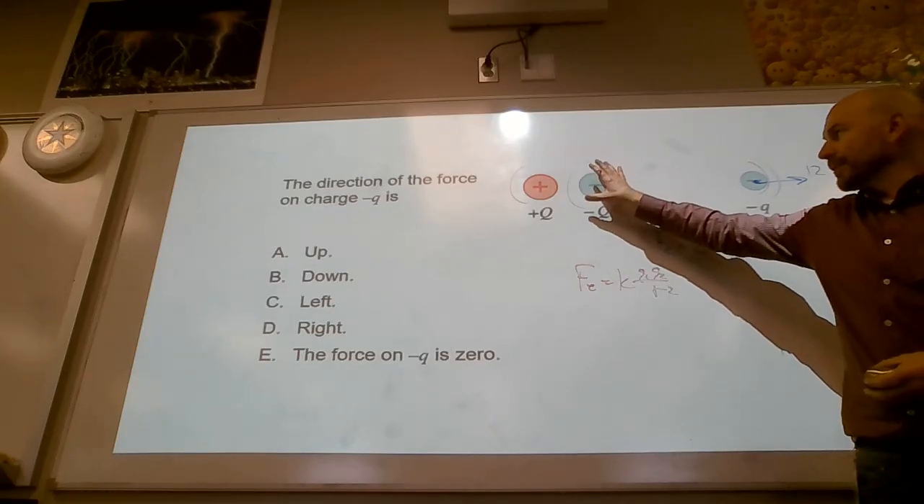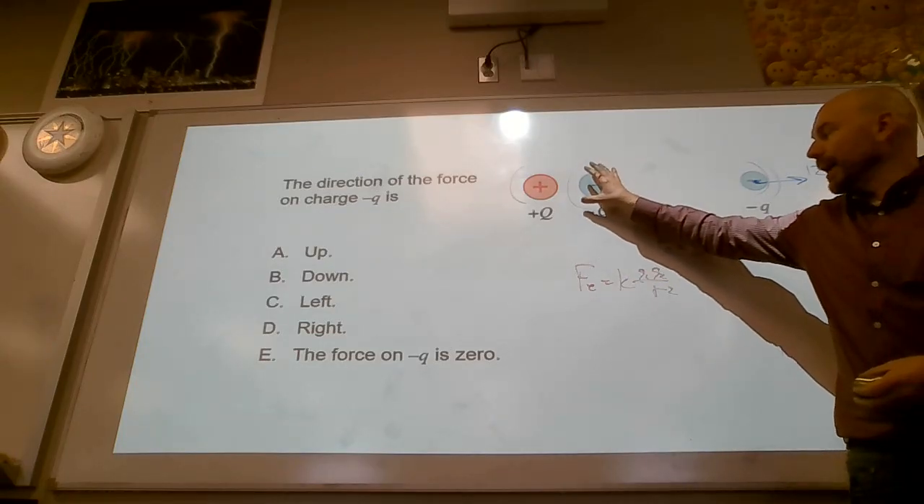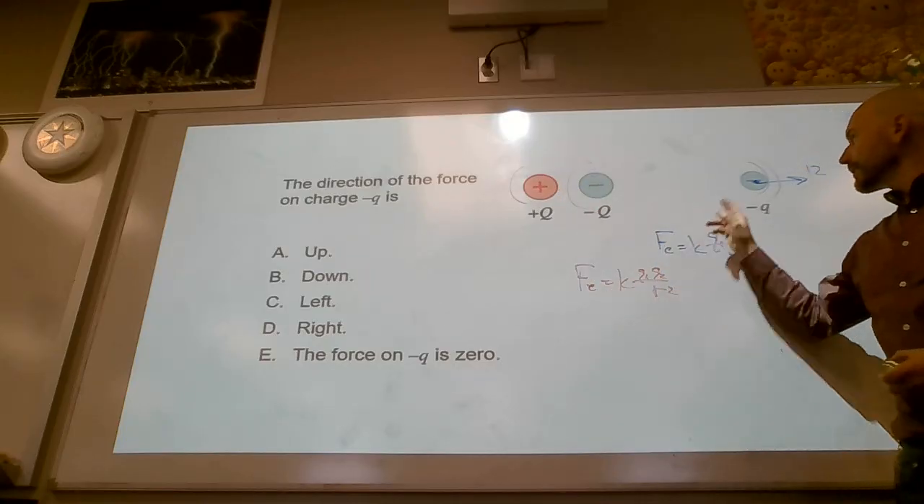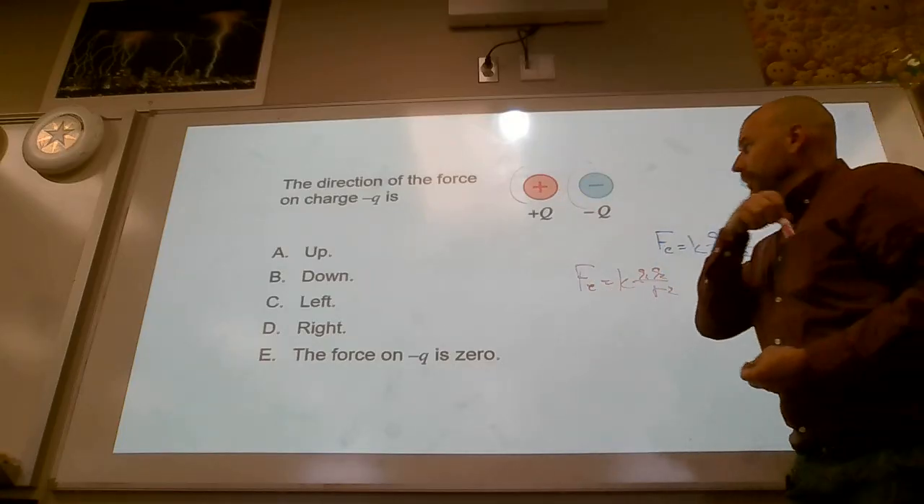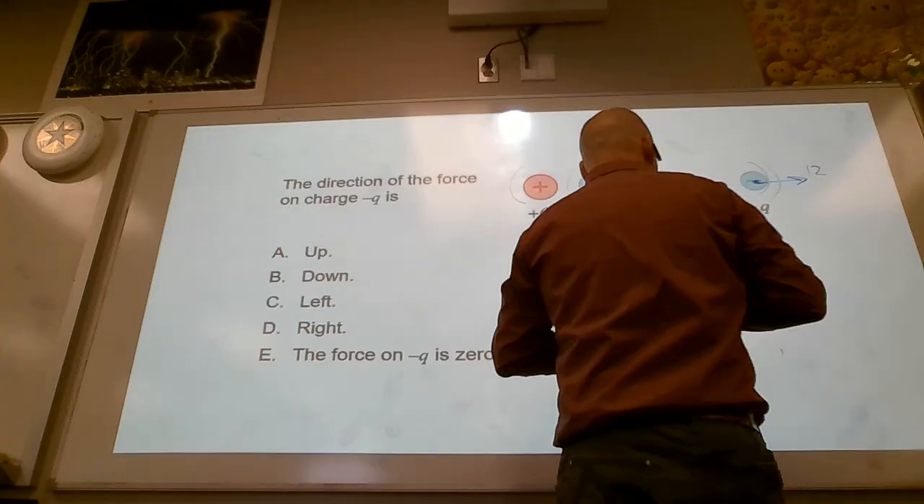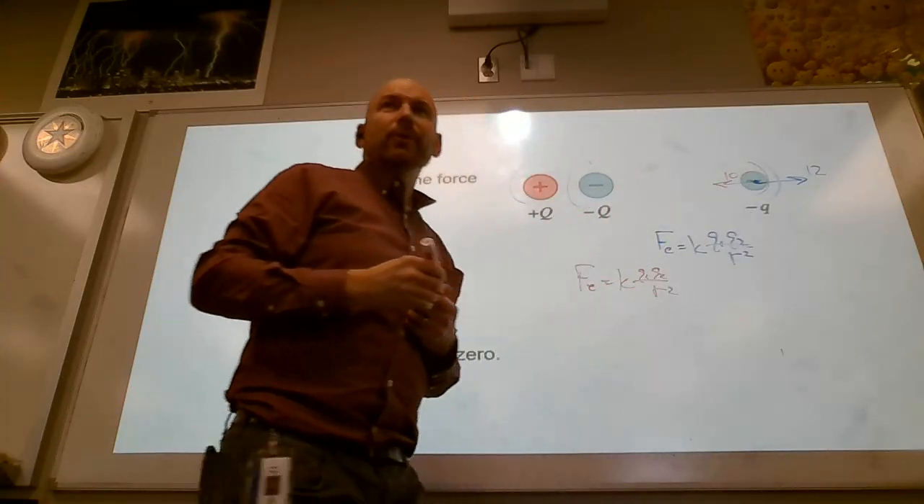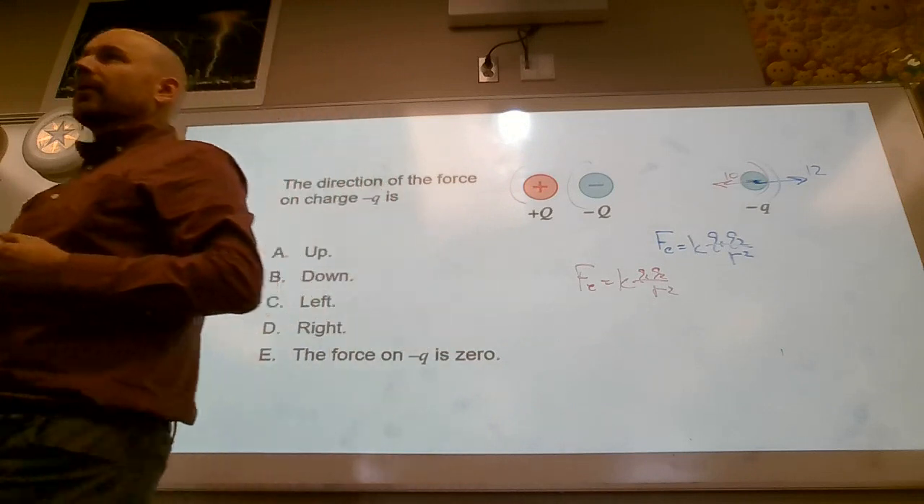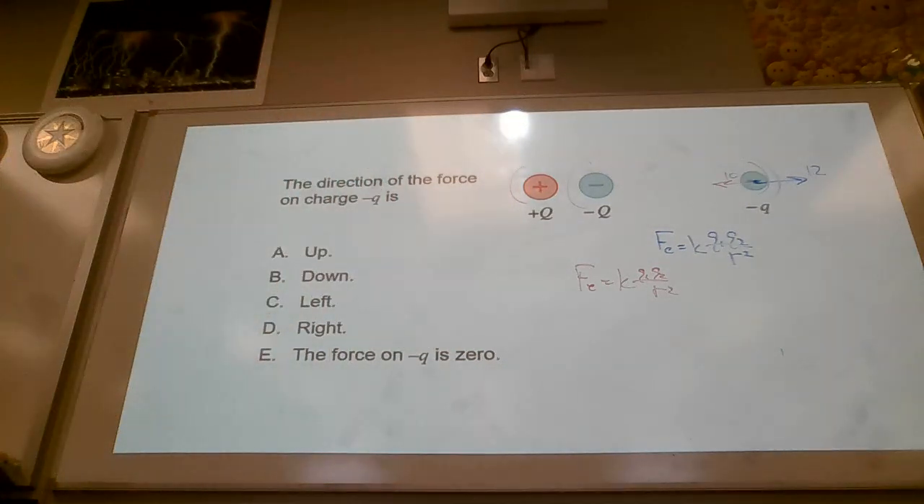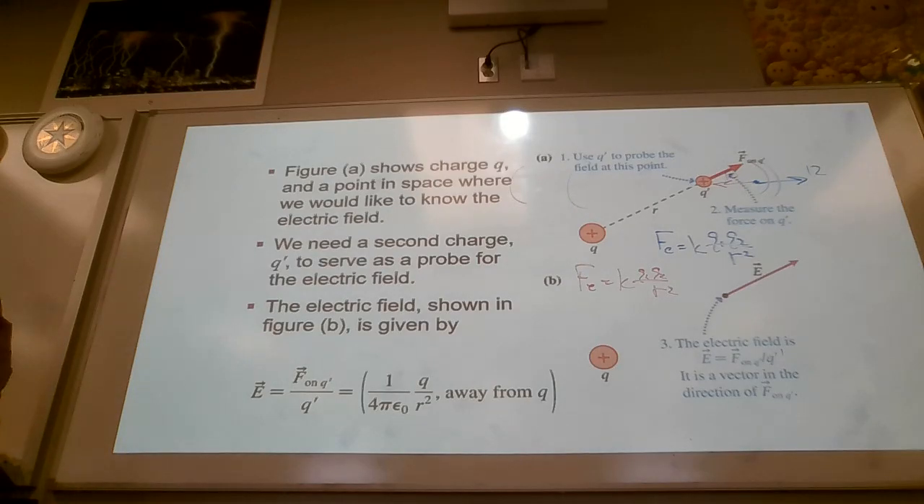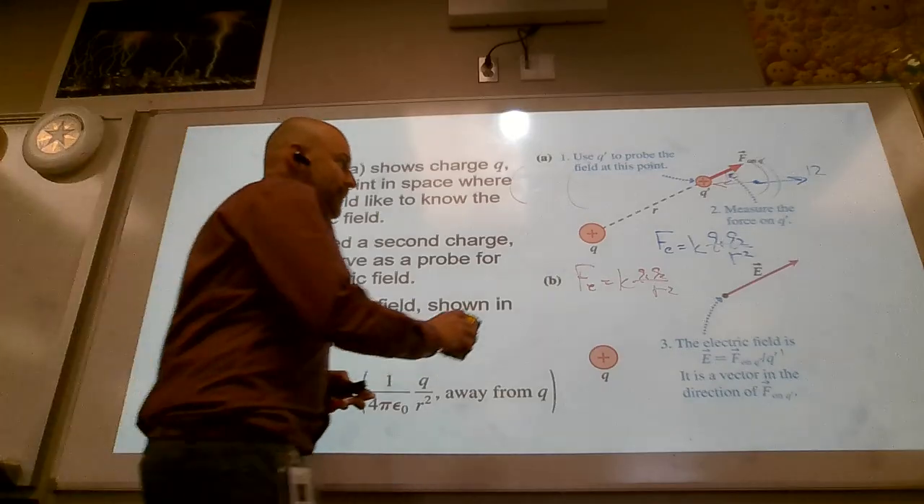So with or without that, this math is going to be identical. It's going to attract, and let's say it's like 10, so the net force would be 2 to the right. Good with that? Okay, so that's electric force.